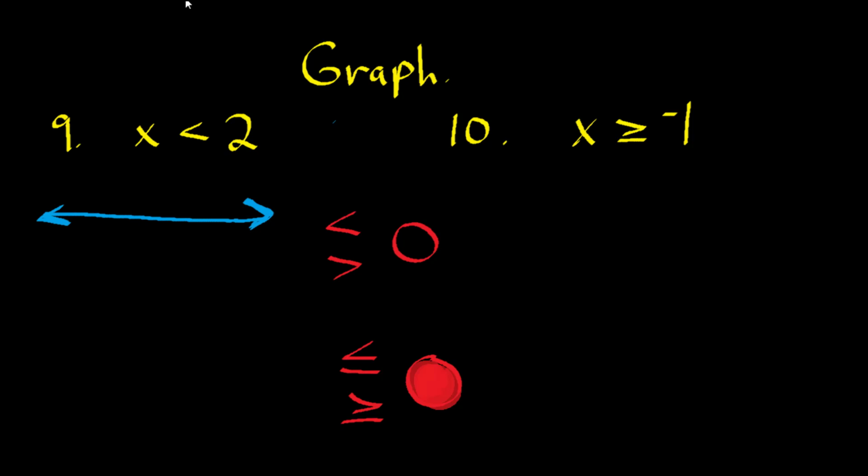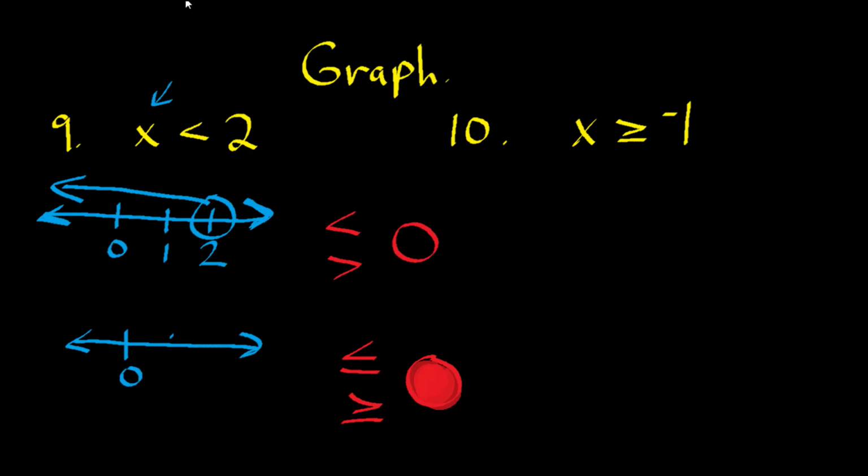To graph x is less than 2 on a number line, we should represent a couple points on the number line. And the nice thing about when x is on the left side of the inequality is we know that we're going to shade the direction that this inequality points. So from the number 2, we're going to shade this direction. And because this does not have an equal bar, this is going to be an open circle. So another way to draw this is an open circle at 2 and shading on top of the number line in this direction.